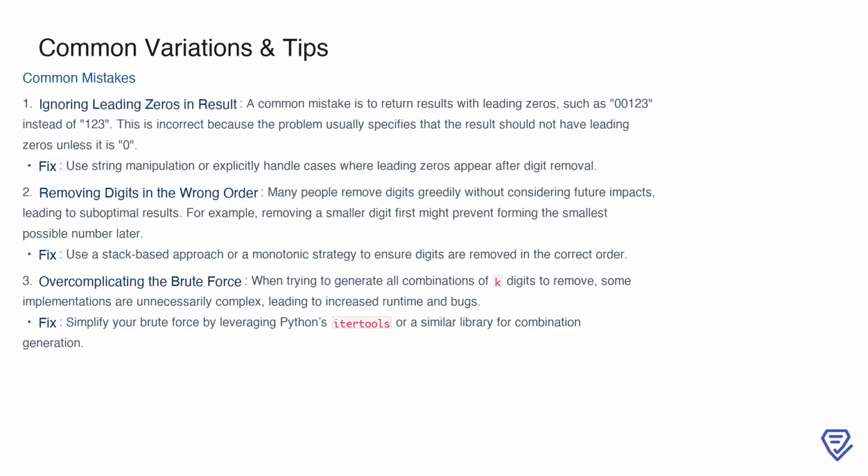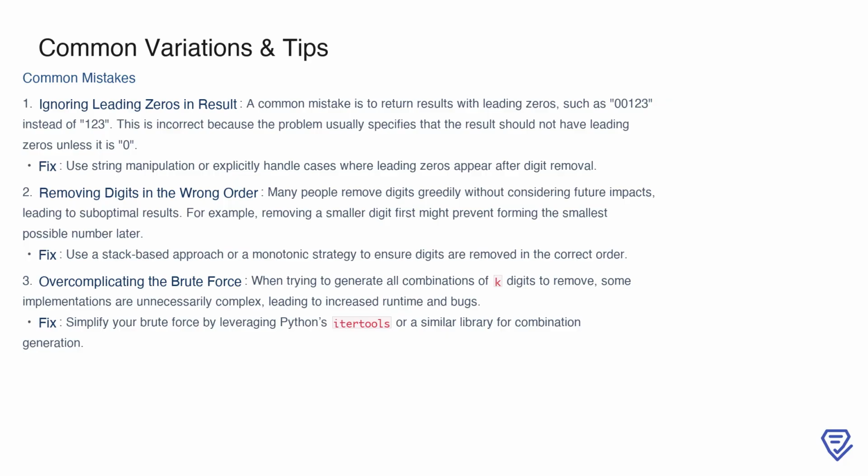When solving this problem, there are several common mistakes that can trip you up. First, ignoring leading zeros in the result is a frequent error. For instance, if your result is 00123 instead of 123, this violates the problem constraints since leading zeros are not allowed unless the result is the single-digit 0. To fix this, you can use string manipulation techniques or explicitly handle cases where leading zeros appear after removing digits.